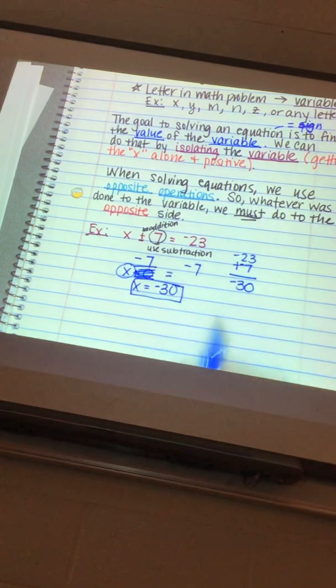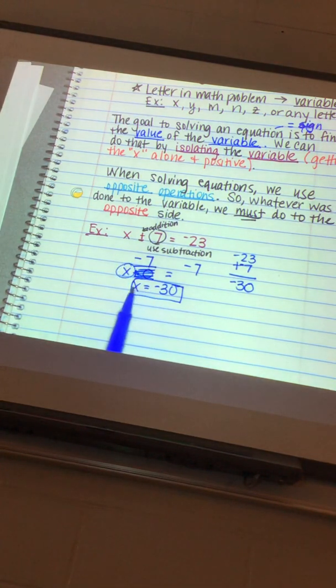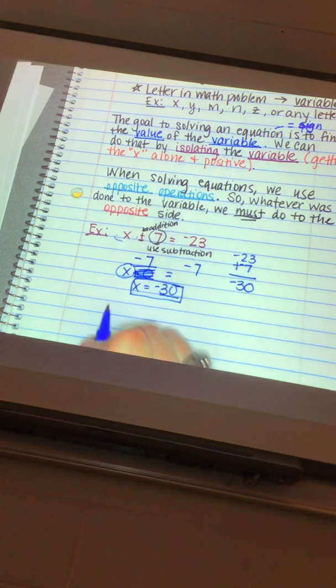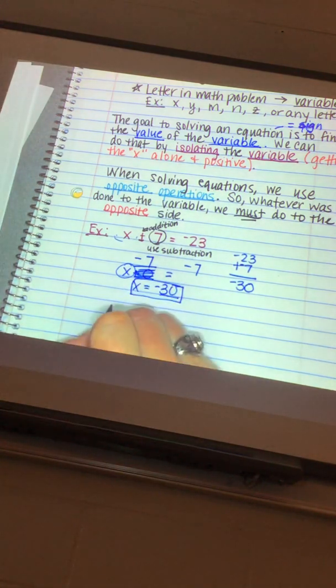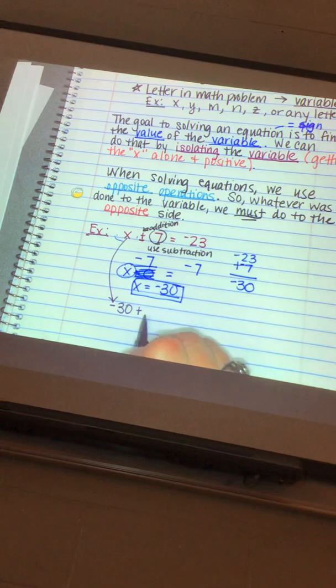That's your answer. So now you can go back in here. The cool thing about equations is you can go back in here and substitute your answer for the x and show that it's correct. So let's do that. Our x value that we got was negative 30, so we're just going to rewrite the equation and plug in negative 30 to where the x is, so right there, plus 7 equals negative 23.